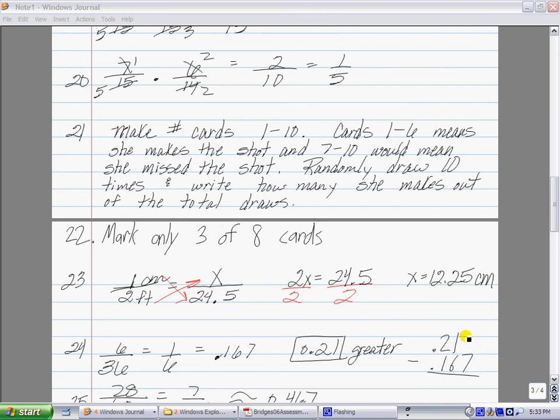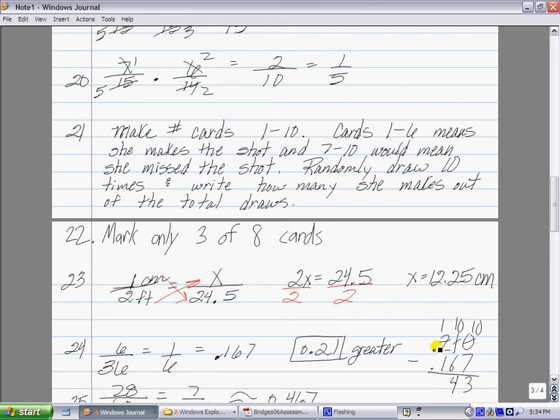This becomes a 10. 10 take away 7 is 3. 10 take away 6 is 4. 1 take away 1 is 0. So I have 0.043 is the difference between the experimental probability and the theoretical probability.